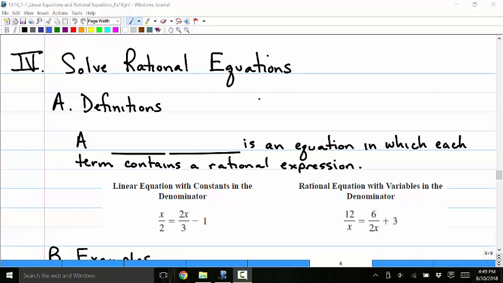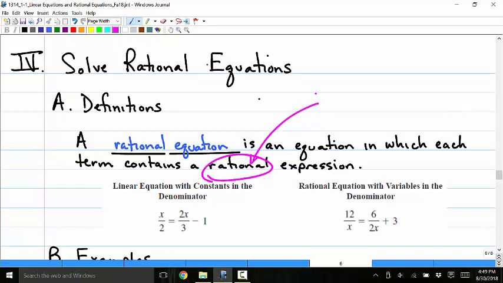Okay, in this next section we're going to talk about how to solve rational equations. First of all, some definitions. A rational equation is an equation in which each term contains a rational expression. Rational here and everywhere is a fancy word for a fraction.